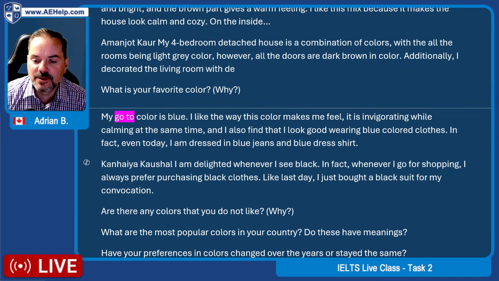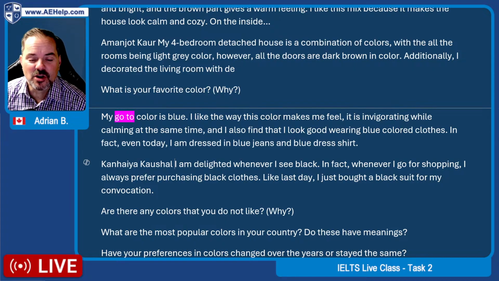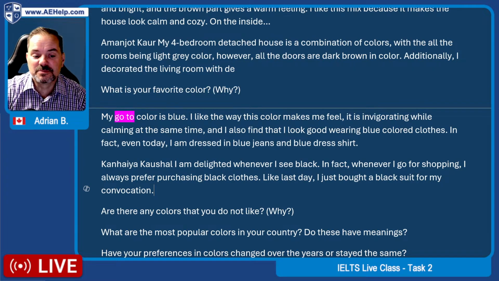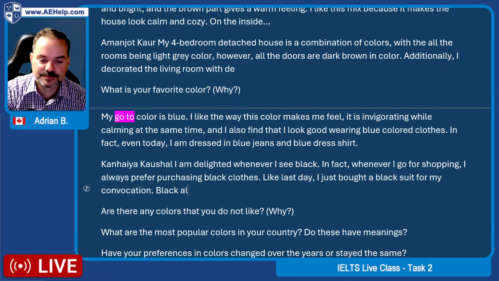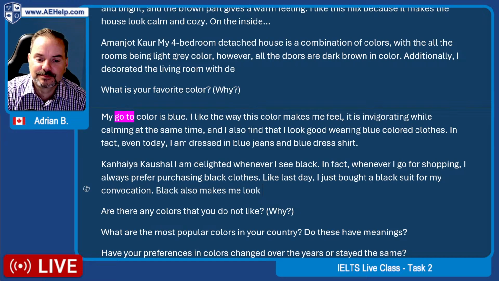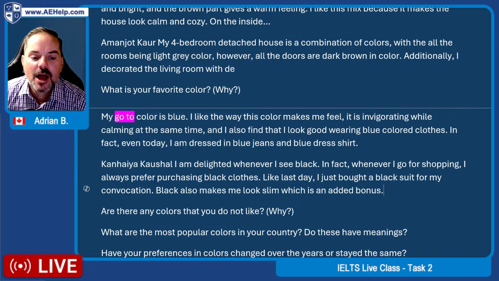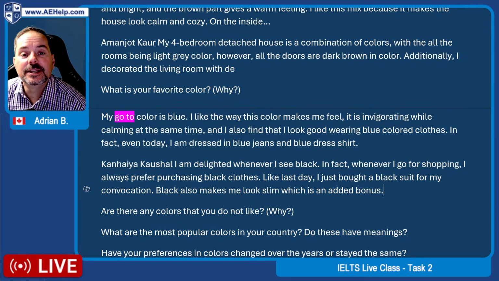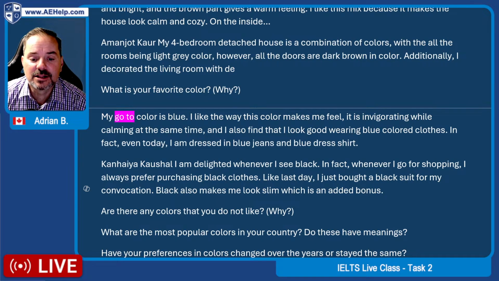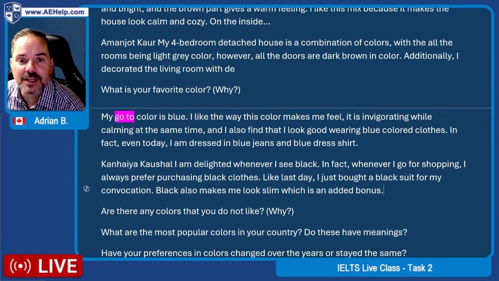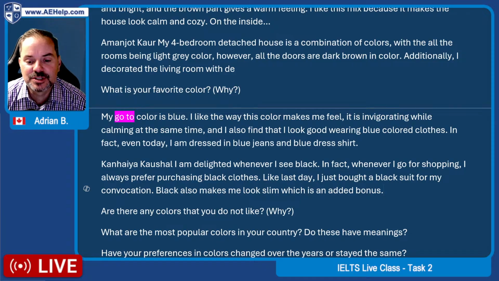Like last day, I just bought a black suit for my convocation. Yeah, and you know what? Common knowledge, I think. Black also makes me look slim. Don't we all? Especially if you've got a little belly like me. So I am delighted whenever I see black. In fact, whenever I go shopping, I always prefer purchasing black clothes. Last day, I just bought a black suit for my convocation. Black also makes me look slim, which is an added bonus.